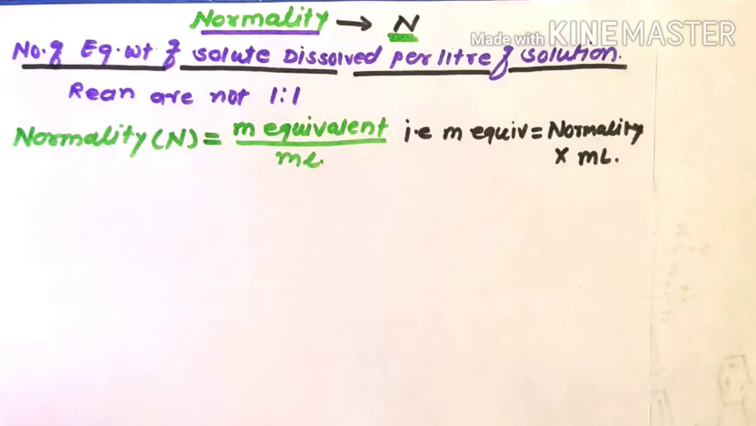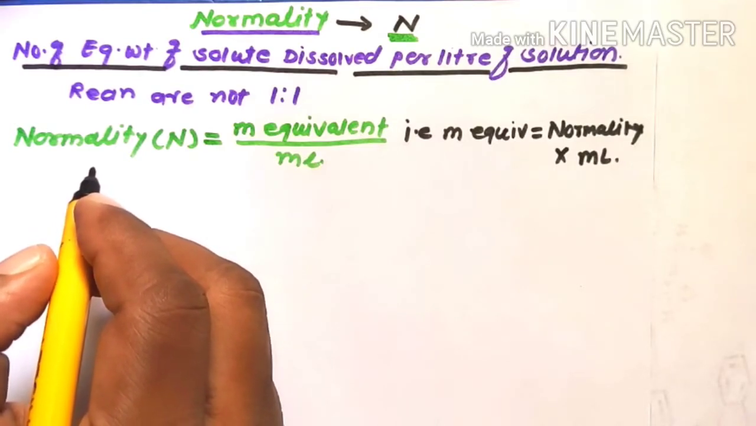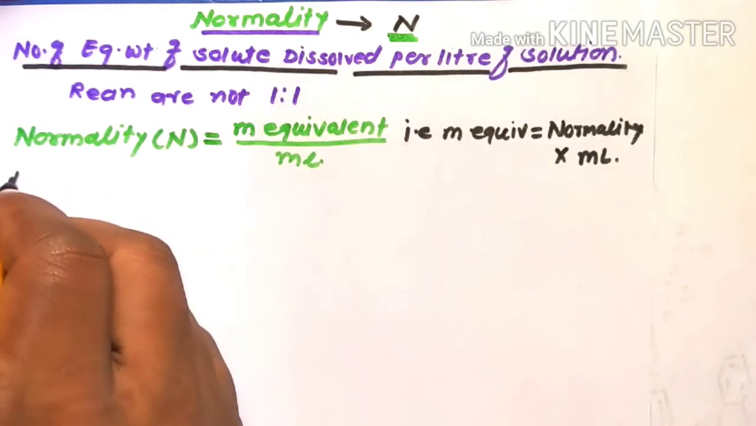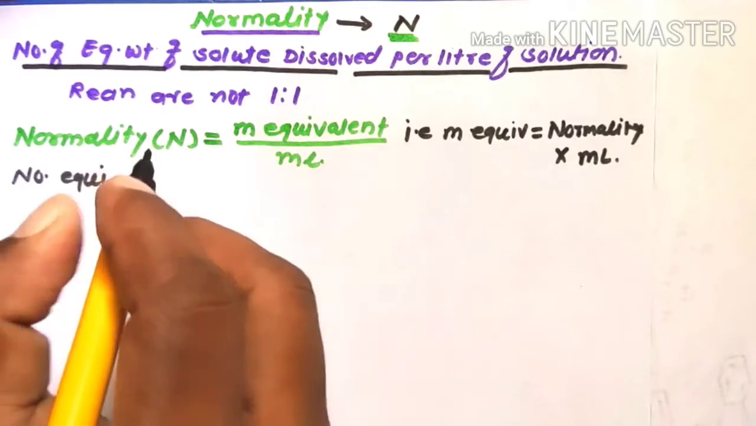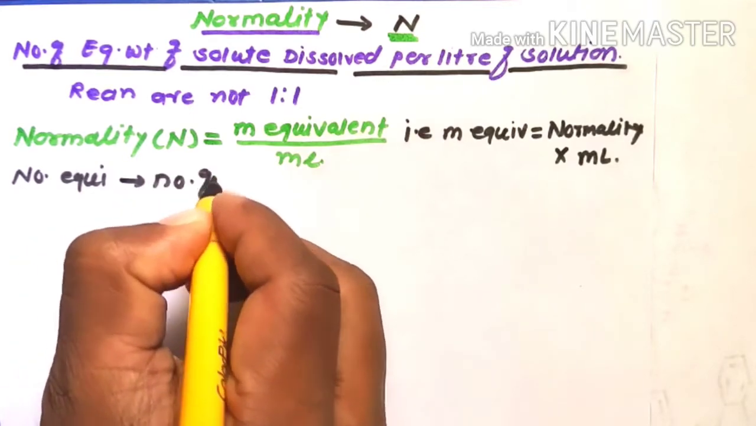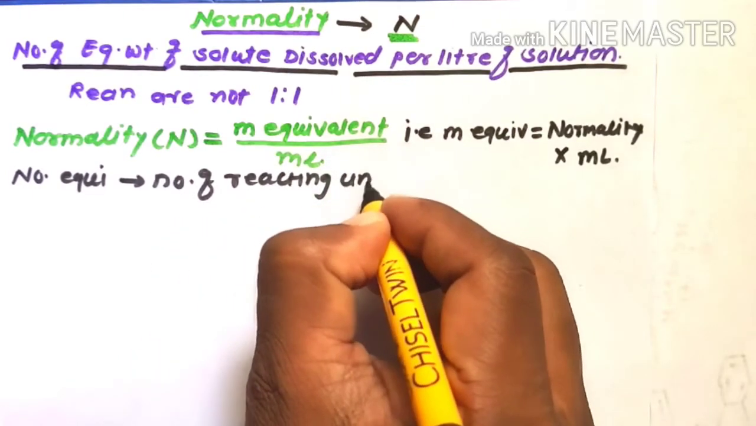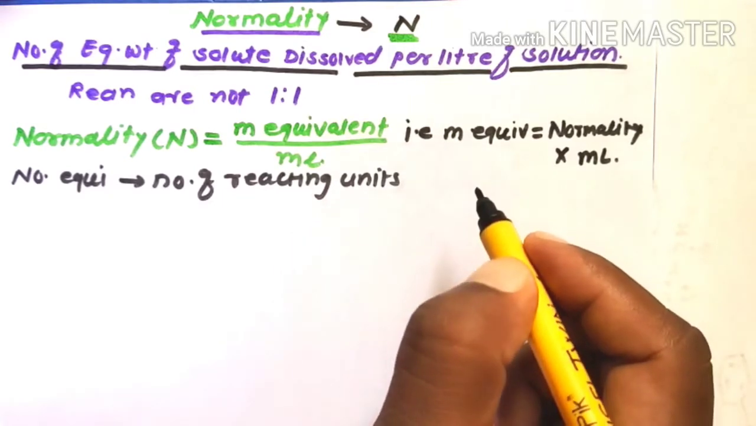Equivalents are based on the same concept as mole, but the number of equivalents, that is EQ, will depend on the number of reacting units or molecules supplied by each molecule, or the number with which it is reacted.